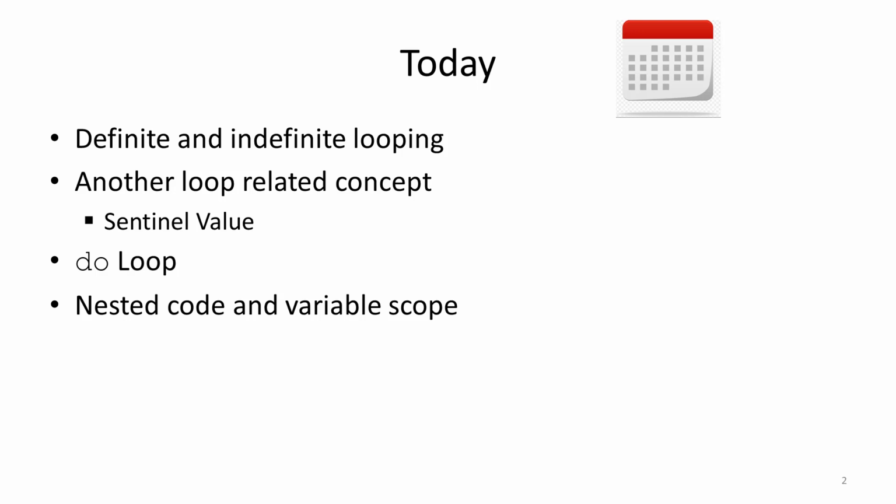Then we'll introduce another loop, the do loop, which is essentially an upside-down while loop. And then finally, we'll talk about nested code and variable scope. That is, identifying where in your program a variable can be used. This is important because our programs will start to become more complex as we start to nest code.